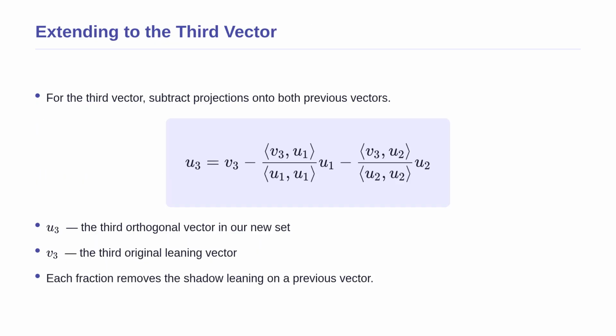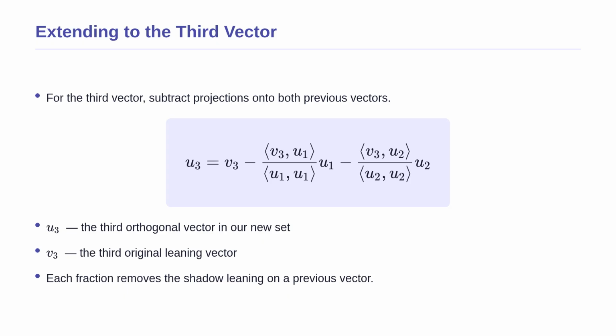Now that we have successfully orthogonalized two vectors, let us extend this logic to the third vector, v3. The concept remains exactly the same, but now we have two established directions to worry about. To find our third perfectly straight vector u3, we start with the original v3 and subtract two separate pieces from it. The first fraction removes the shadow that v3 casts onto our first vector, u1. The second fraction removes the shadow it casts onto our second vector, u2.